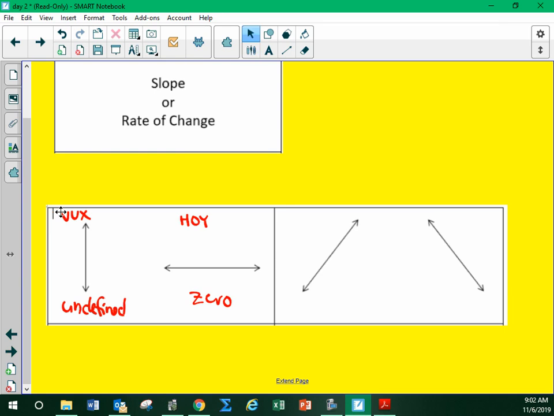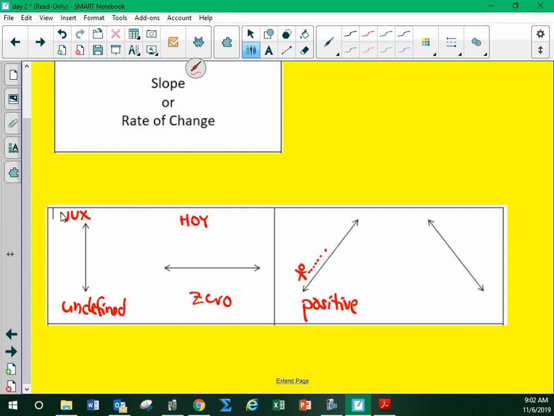More often for us, we're going to have them actually slanted one way or another. Our first one here, we can see that as we are going from left to right, it's going up. This is what we call a positive slope. You can think of it as a little person walking from left to right, this person is going to have to go up. It's a positive slope.